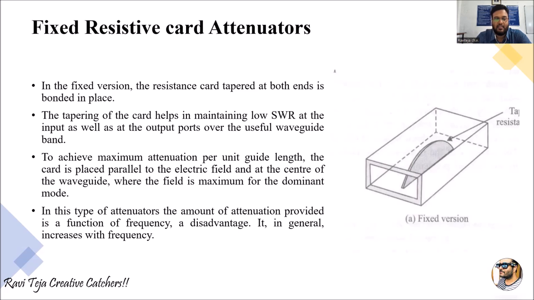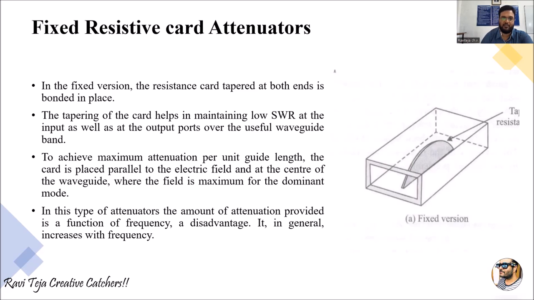Now let's see what the variable card attenuator does. This one is fixed, so there is some sort of limitation. Based on this, we have come up with a variable version where the tapered structure can be manually adjusted as an input based on the attenuation required.